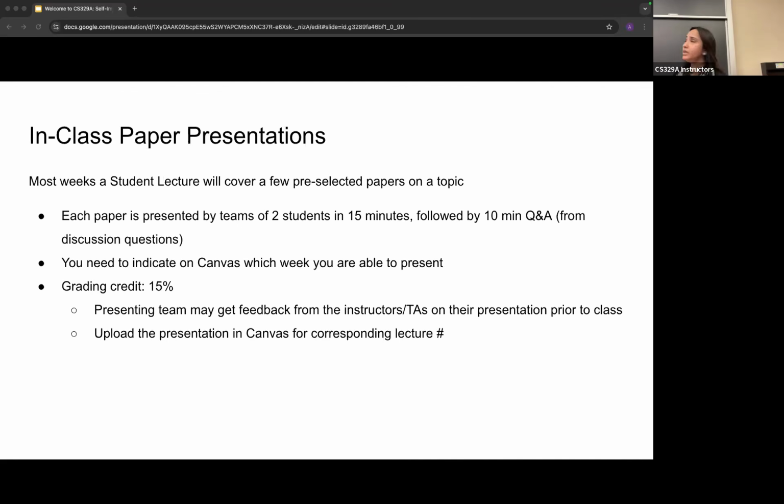Sorry, this is a repeated slide. So what we have planned for this class is, the next lecture, Azalia and I will deliver, which is the test time compute scaling. But in the subsequent lectures, we expect the students to form groups of 2 and present one paper in groups of 2. So there will be 6 students presenting per class. Each paper is presented by 2 students in 15 minutes, followed by a 10-minute question and answer format. That's what we have planned right now.